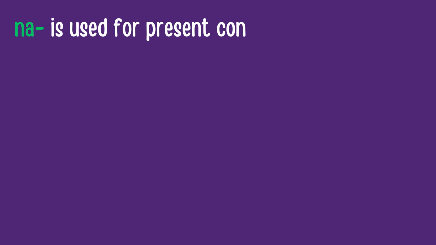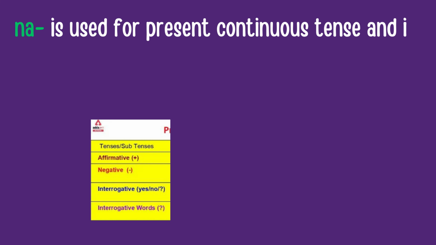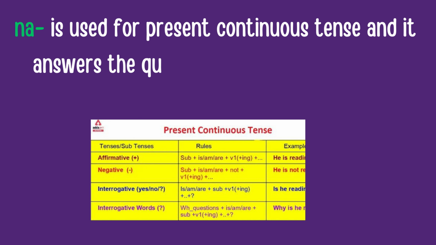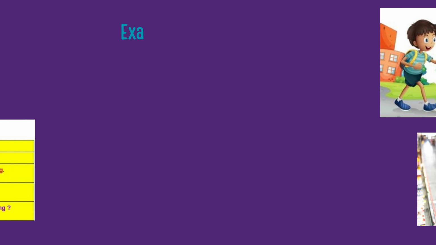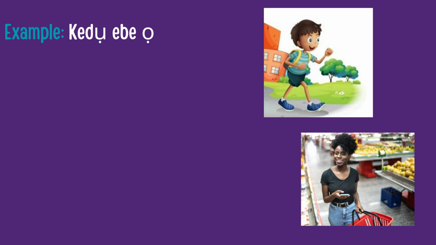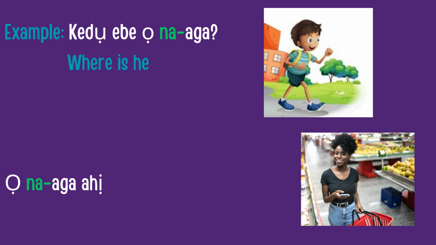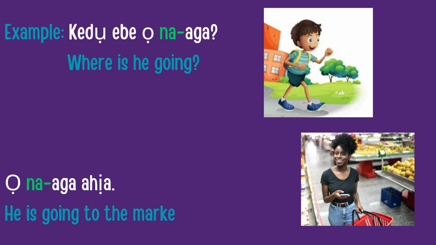Na hyphen is used for present continuous tense, and it answers the question what and where. Example: Kedu ebe ọ na-aga? Ọ na-aga ahịa.